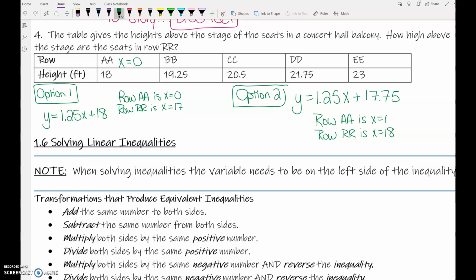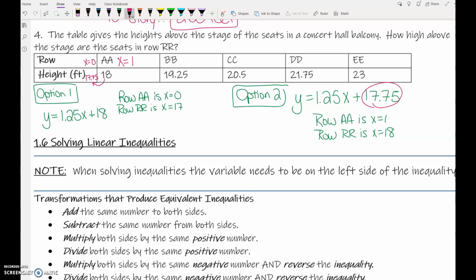The way that you could avoid that is you could think about, okay, if row AA, if I want that to be x equals 1, then if I were to go backwards 1.25, I would be at 17.75. So when x is 0, the height would be 17.75. So your starting amount, 17.75. Then row RR is x equals 18. So how you solve the problem might be different than how your neighbor solves the problem, and as long as you each know which row is RR, you should be fine.